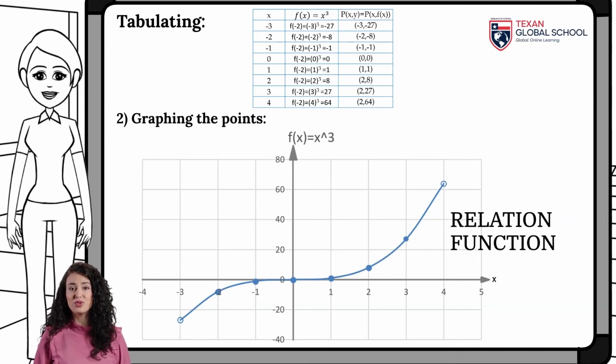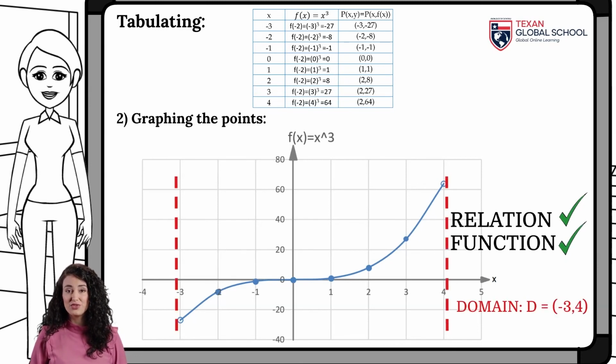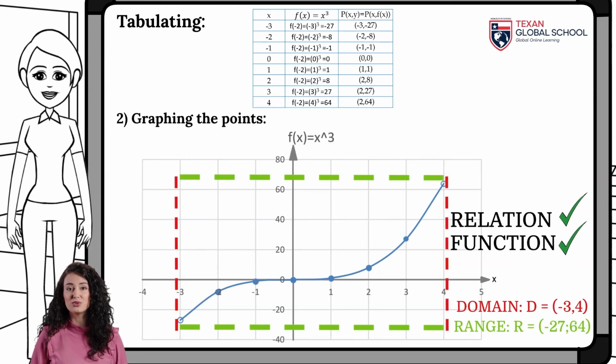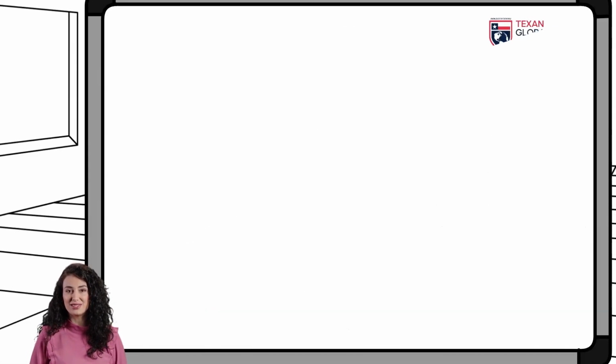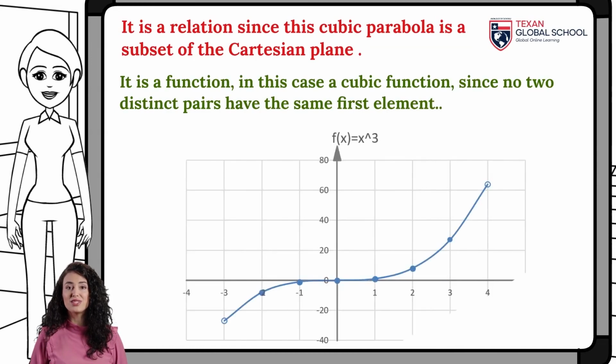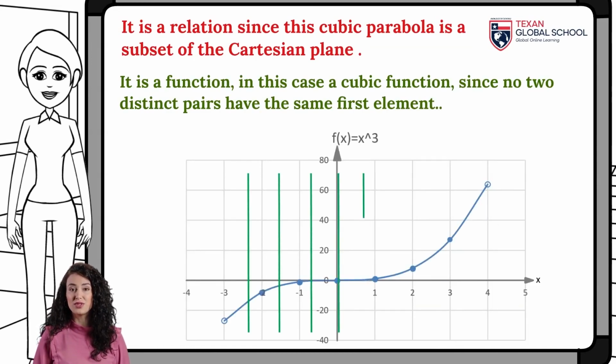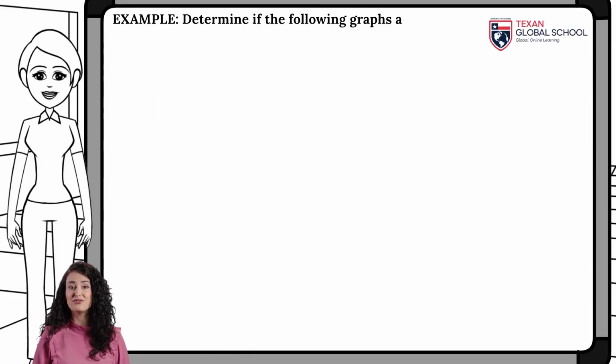Analyzing the graph, we can see that it is a relation, since this cubic parabola is a subset of the Cartesian plane. It is also a function, in this case, a cubic function, since no two distinct pairs have the same first element. The domain goes from -3 to 4. The range goes from -27 to 64. Graphically, we can see that, if we draw parallel lines to the y-axis, they only touch a single point on the graph, confirming that it is a function.